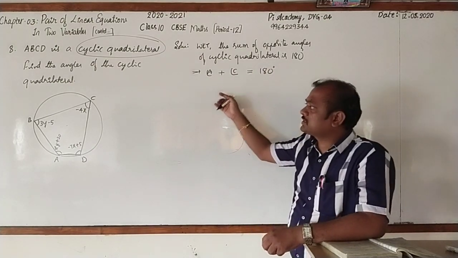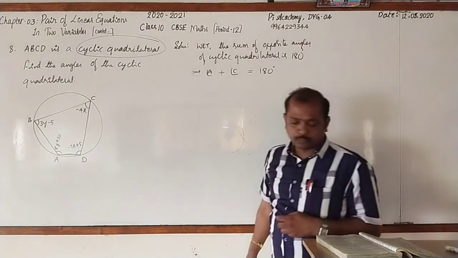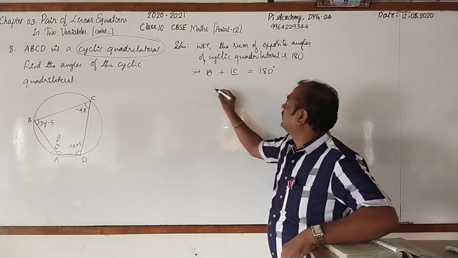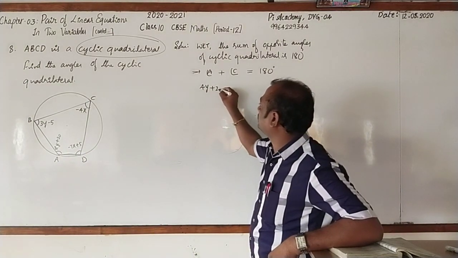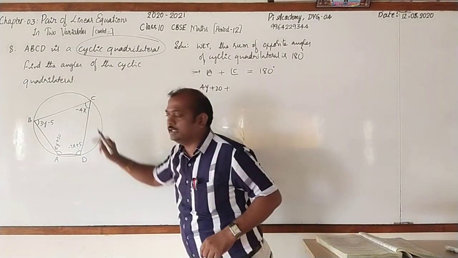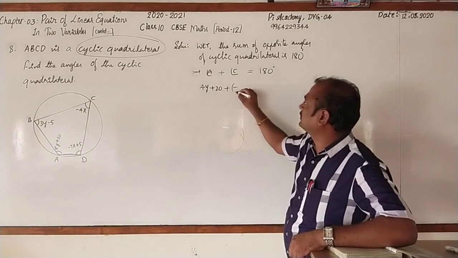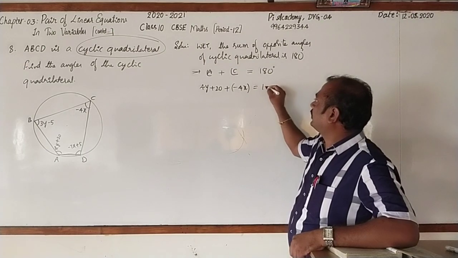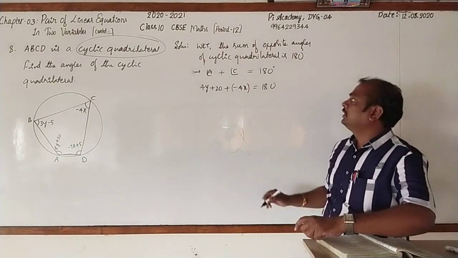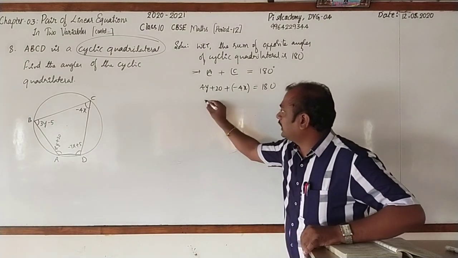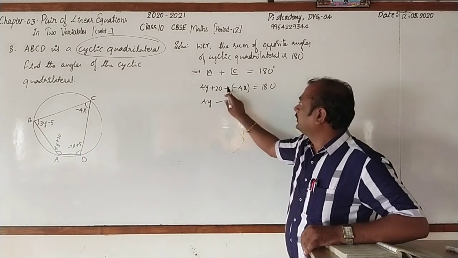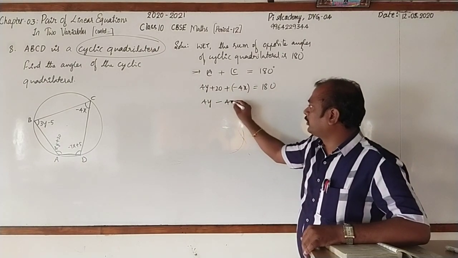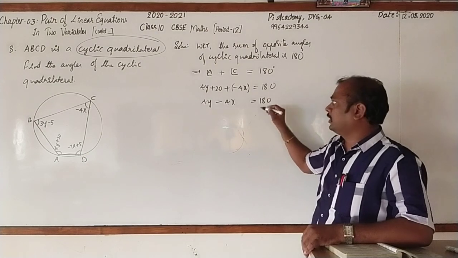And substitute these angles. Angle A is 4y plus 20. Yes, it is 4y plus 20. Angle C is minus 4x. This is equal to 180. Yes, we can go for simplifying this. I'll write 4y here, plus into minus 4x as it is. This is equal to 180.